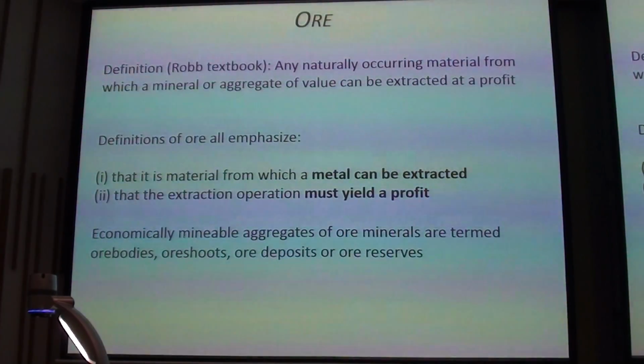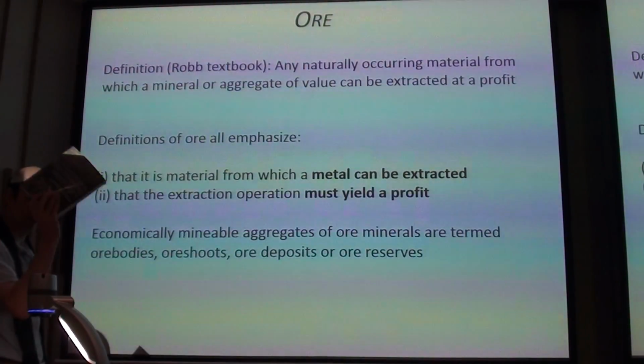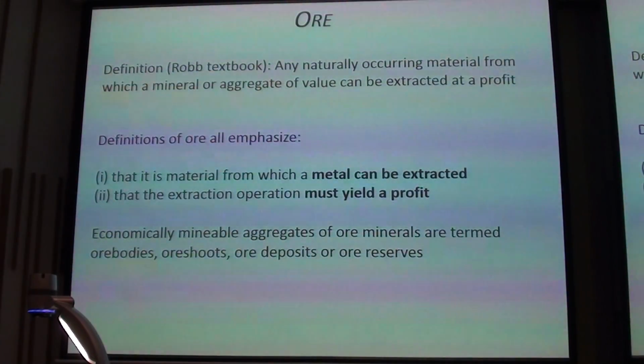Now, what's the definition of ore? Based on this textbook, any naturally occurring material from which a mineral or aggregate of value can be extracted at a profit. There are a variety of definitions of what ore is, but usually they all agree on two points: that a metal can be extracted and that it needs to be extracted at a profit. Otherwise, there's no point doing it. Other words related to the ore forming process are ore bodies, ore shoots, ore deposits, ore reserves.